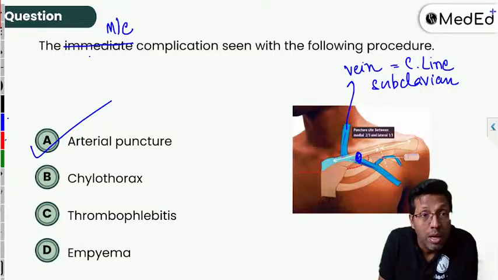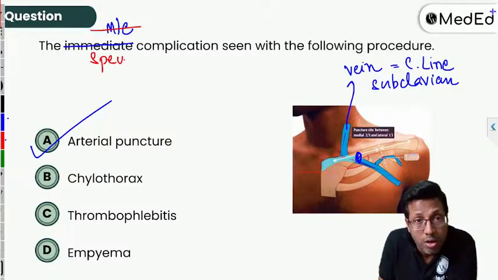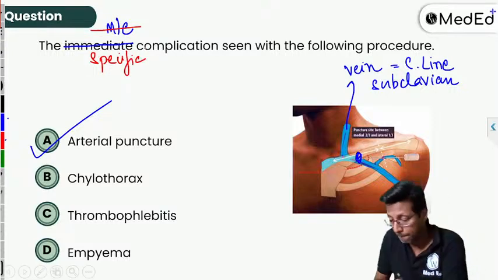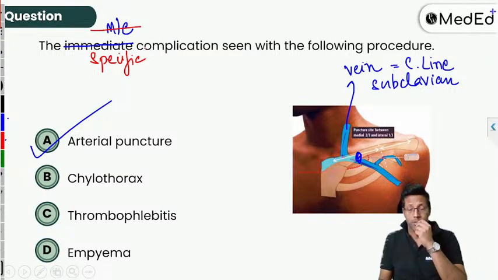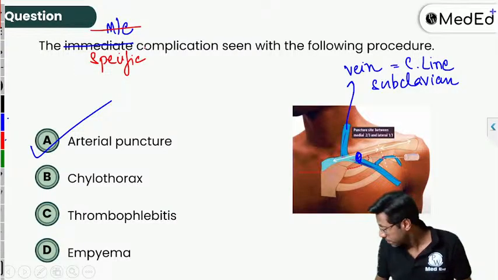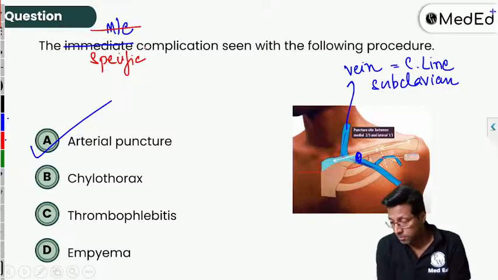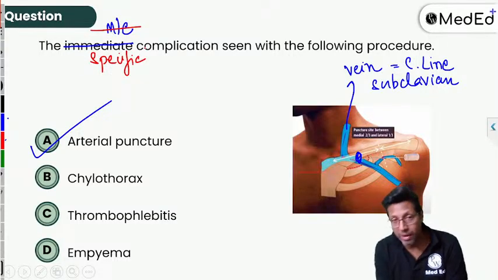And then the next question comes, a specific complication rather than most common. Let me cancel the question. I'll keep the option same now. And now my question is a specific complication seen with the following procedure. It's not a block. It's not a block, guys. This is not a block. Pneumo. All of you are giving answer D and pneumo. But pneumo was not given as an option.